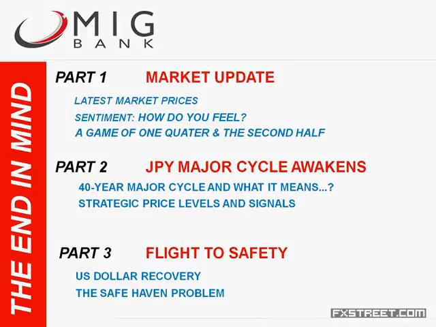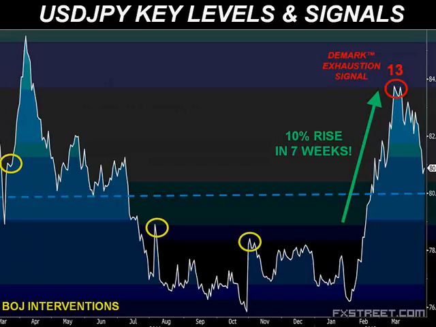Now I want to focus on the Japanese yen in terms of trades, but also in terms of this flight to safety question mark, which a lot of people have been asking me recently. Dollar yen key levels and signals. So very quickly, after many interventions by the Bank of Japan, the market finally reversed by itself without the help of the Bank of Japan.